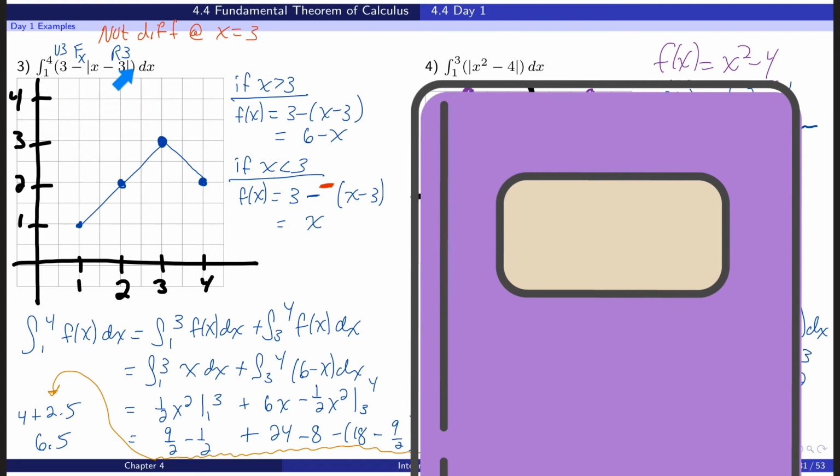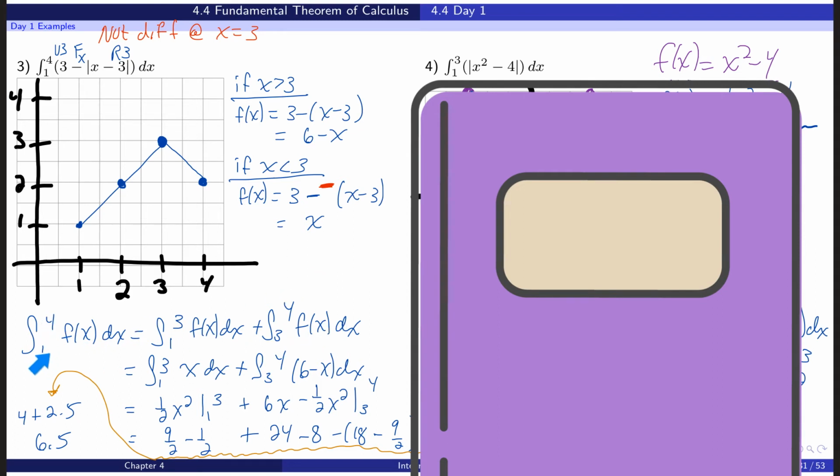If you were to look at your pre-calc way of graphing this, take an absolute value function, move it right 3, flip it across the x-axis, and then move it up 3 units, you'll get this picture. And these two lines do match the functions that were written here. So once you come up with the correct functions, you're off to the races.